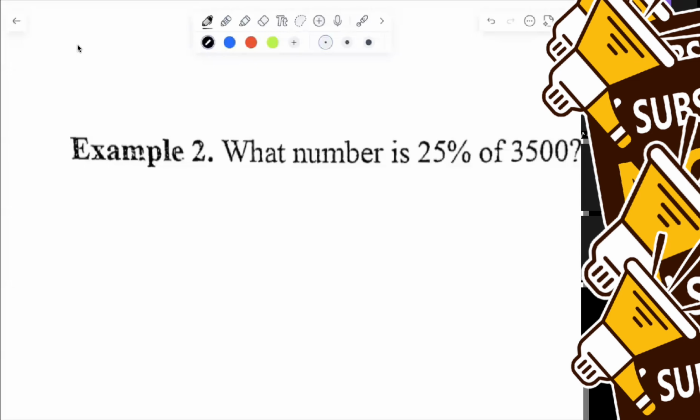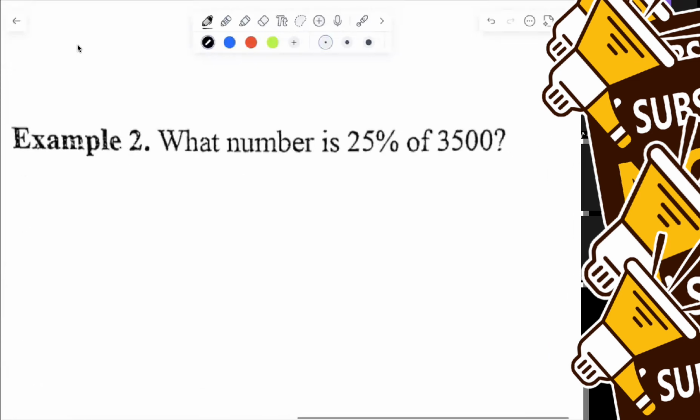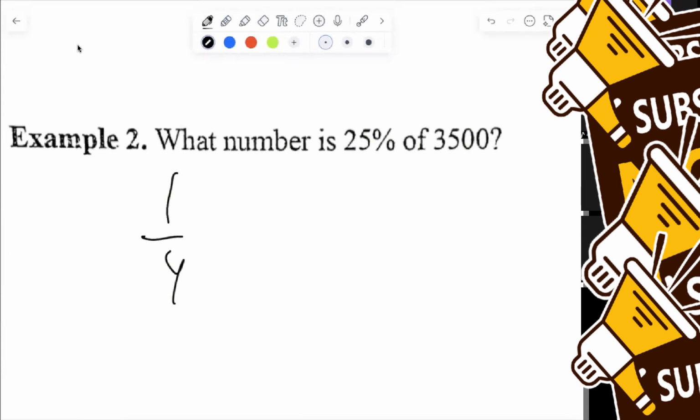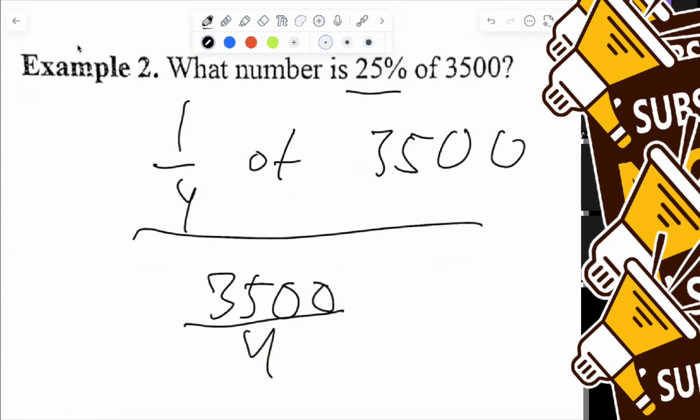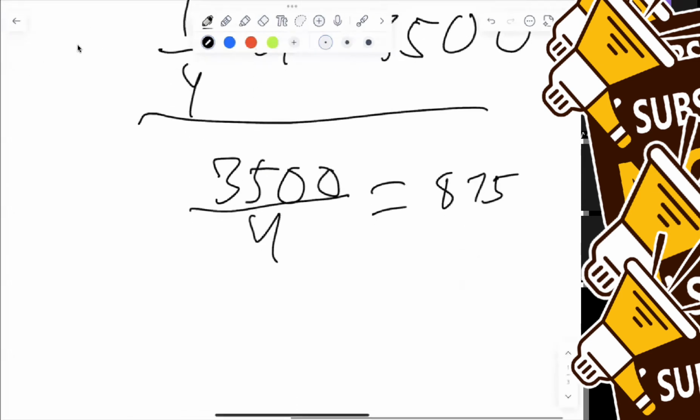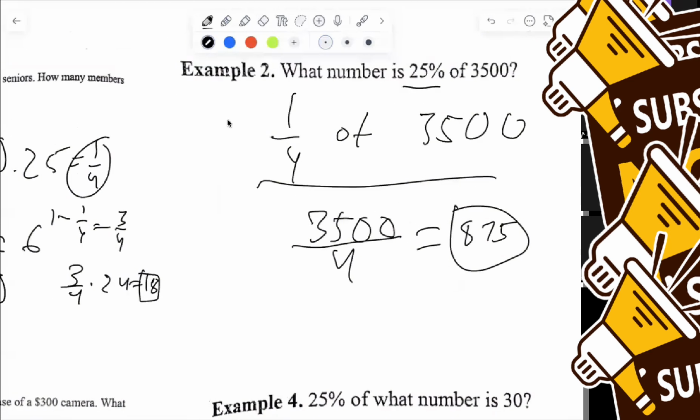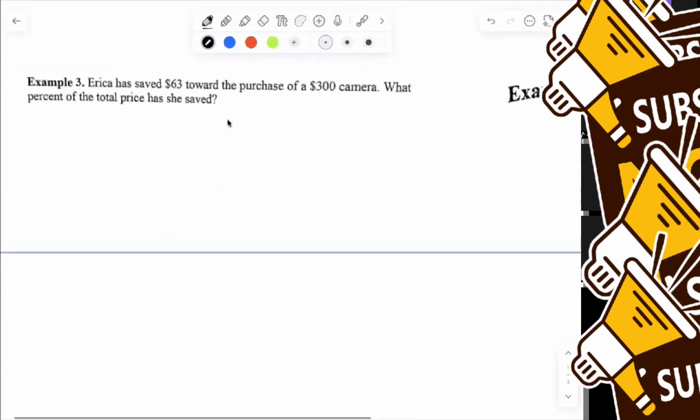Let's get started with this question. What number is 25% of 3,500? Well, we want 1/4 of 3,500, because we know 25% is 1/4. Now, 1/4 of 3,500 is 3,500 divided by 4, which is equal to 875 if you do the math. This means the answer to this question is 875. It's just pure calculation. Let's do example 3.